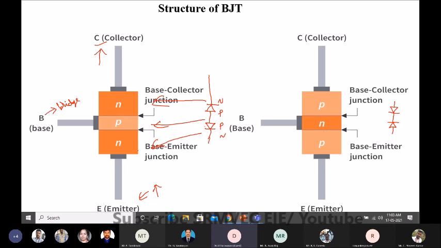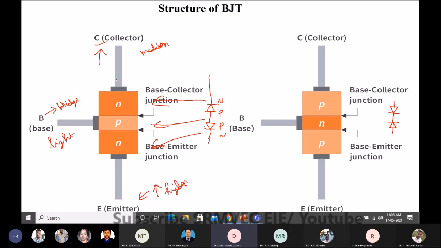Okay, so how does the doping have to be done to form a BJT? Here the doping level of the emitter has to be high, and for the collector the doping has to be medium. This is also high level only, but compared to the emitter it will be low. And the base has to be very lightly doped, because it is going to just act as a thin region.